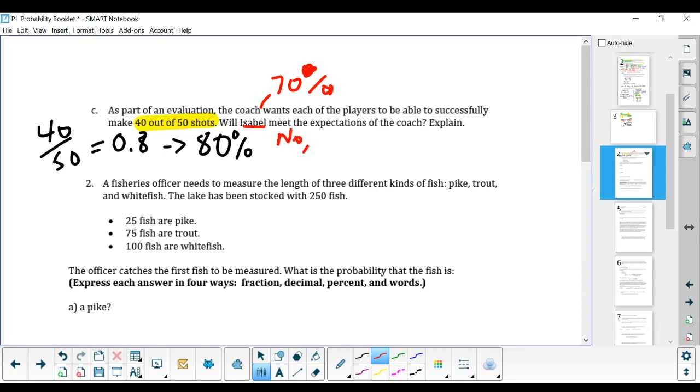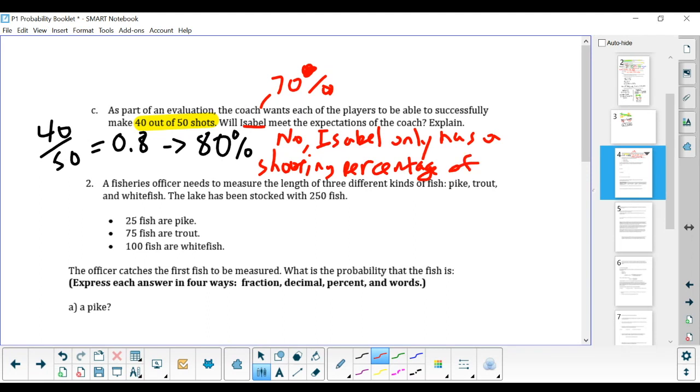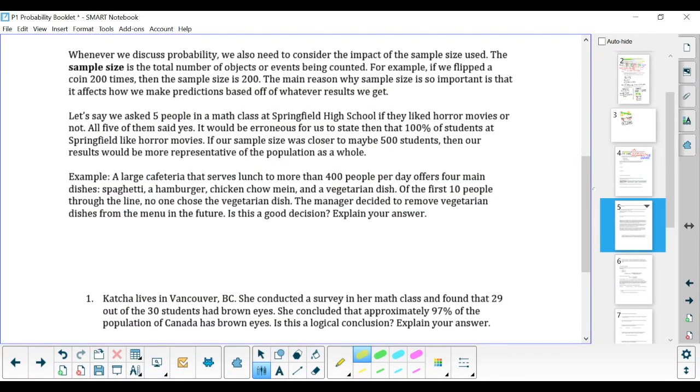So comparing the two, Isabel isn't quite at the 80% her coach is expecting. So no, Isabel only has a shooting percentage of 70%. She is 10% under the coach's expectations.